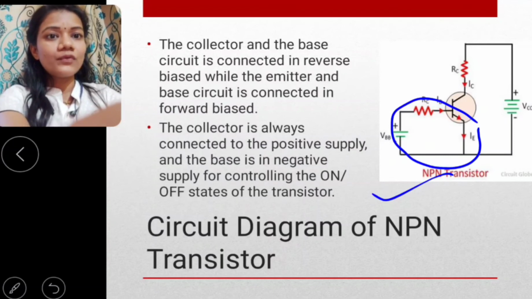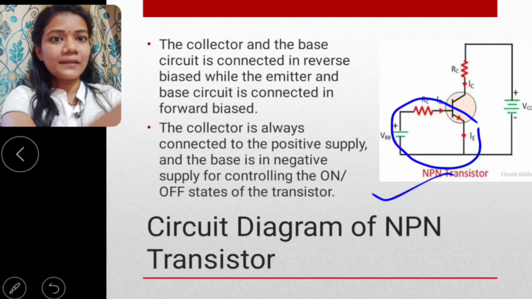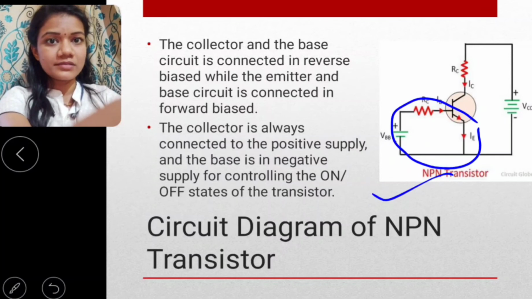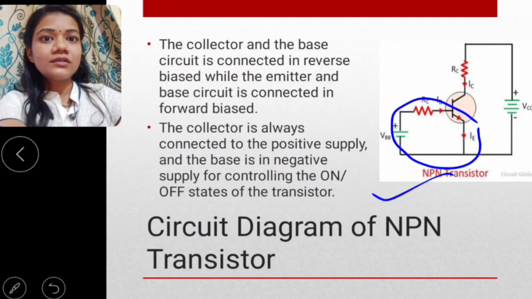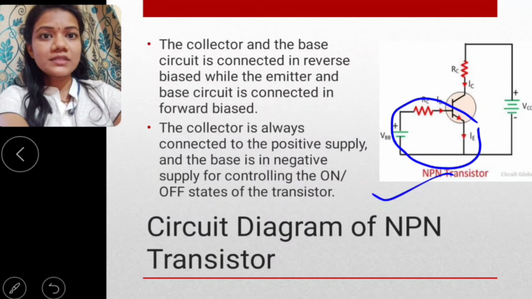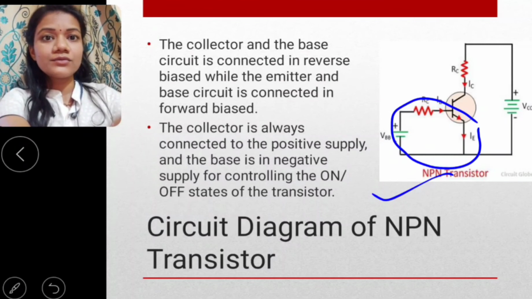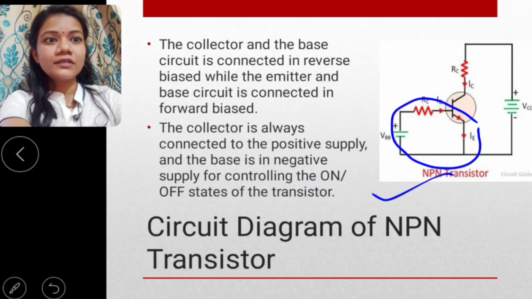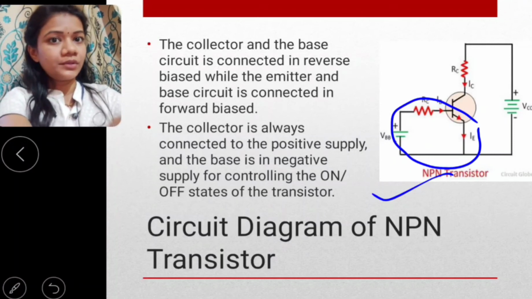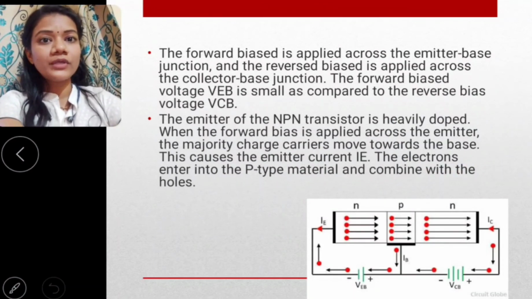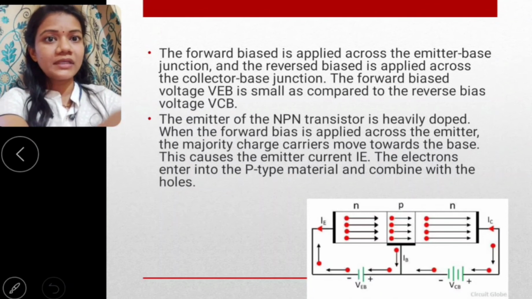The collector is always connected to the positive supply and the base is in negative supply for controlling the on-off state of the transistor. What is the condition for controlling the on-off state of the transistor? We have to connect positive supply to the collector and negative supply to the base. It's important. Then this is the diagram of how electrons will flow in NPN transistor.